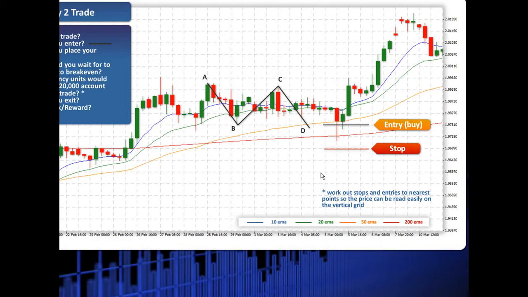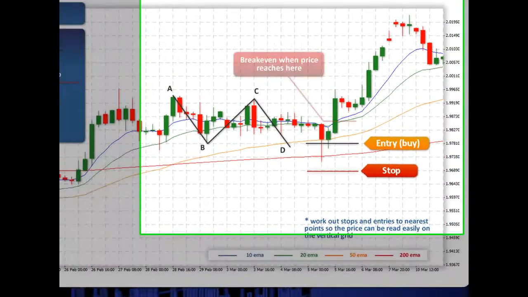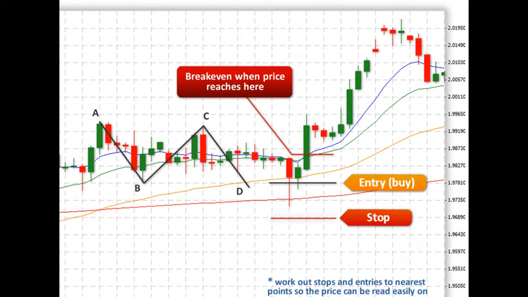What about break-even price? Well, that will be at a 1-to-1 risk reward. And if the entry and the stop were at their proper places, the distance between the entry and the stop and the distance between the entry and the break-even will be the exact same distance. When price reaches the break-even price, we move our stop from the original place up to the entry price.